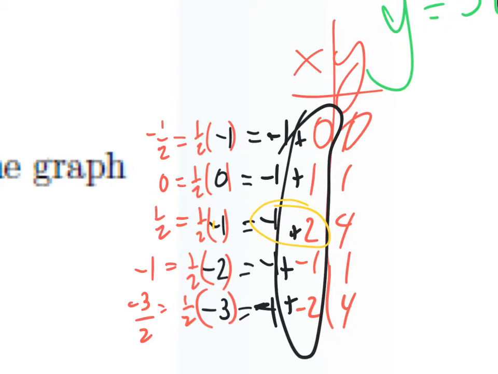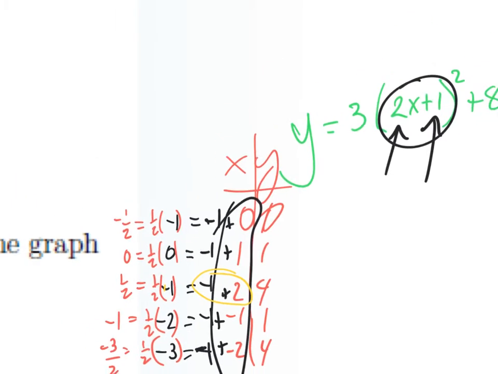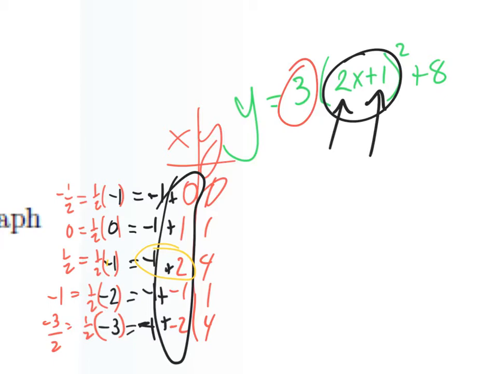Okay, so now, what about the y's? The nice thing about the y's is you can trust them. So all I've got to do is times by 3 and add 8, and it's that simple. Does the order matter? Yes, it does. Should I add or multiply first?